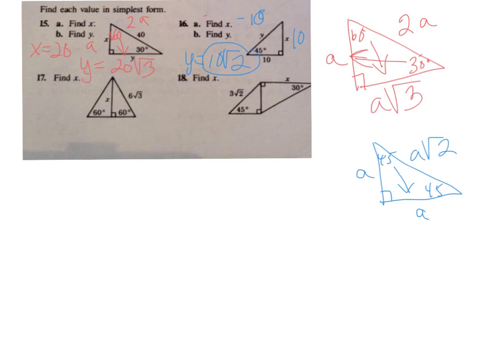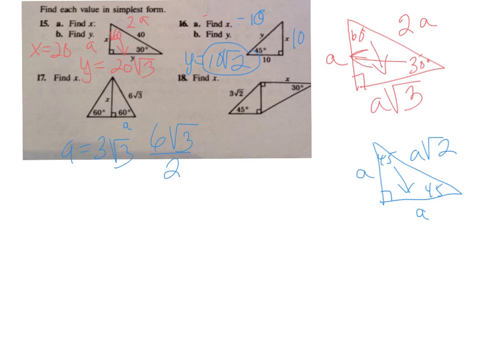Okay, so in a 30, 60, 90 triangle, the hypotenuse is 2 times A. So if the hypotenuse is 2 times A, this will be A, because that's the side that's opposite the 30 degrees. And so to go from the hypotenuse to the side opposite the 30 degrees, I have to divide by 2. So I have to take 6 square root of 3 and divide it by 2. And then I get A equals 3 square root of 3.